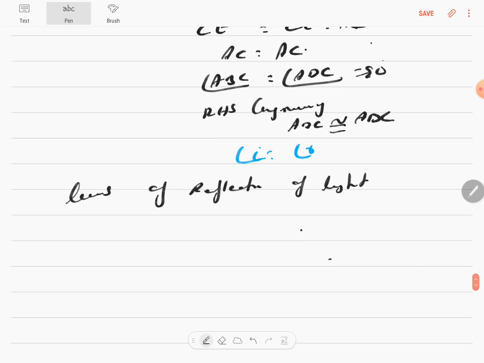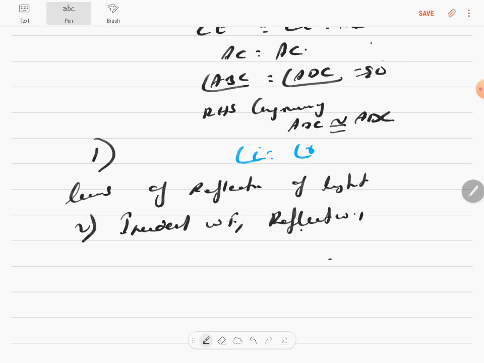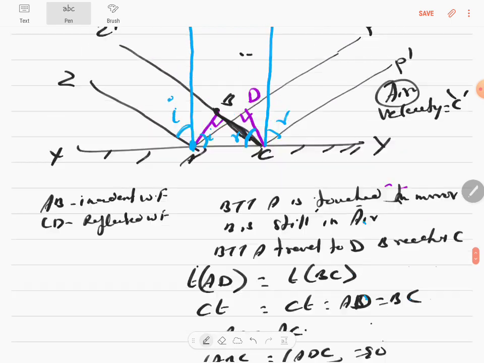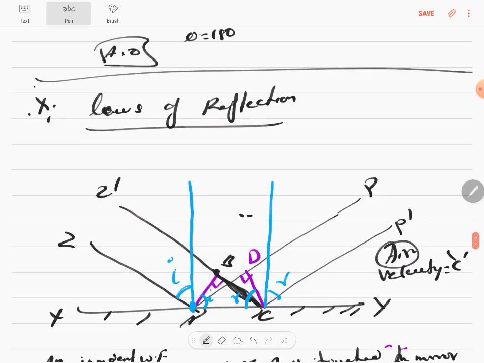That one law is done. And the second law is that the incident wavefront, the reflected wavefront, and the normal all lie in the same plane. So these are the key points you must write, and this is how you prove the laws of reflection.